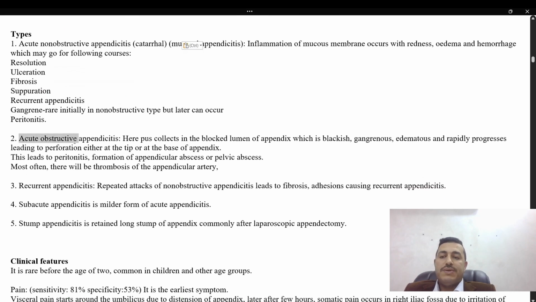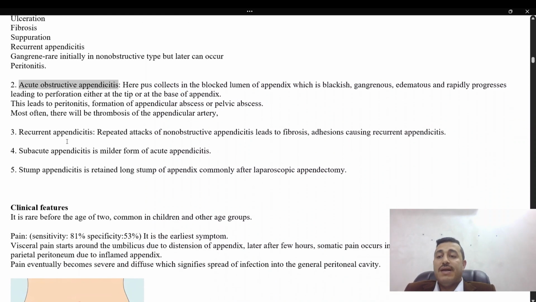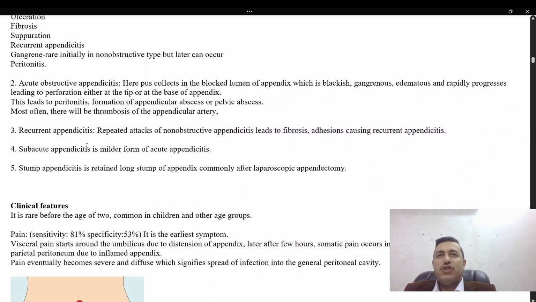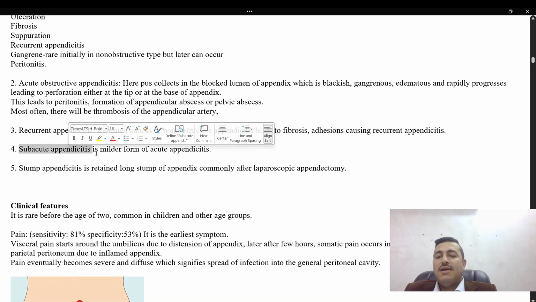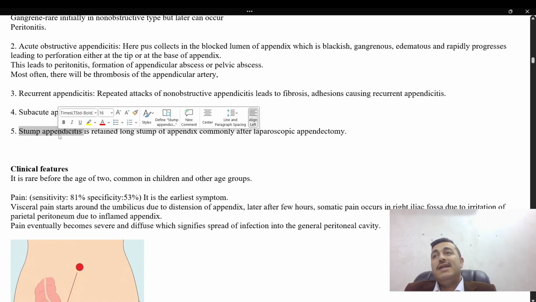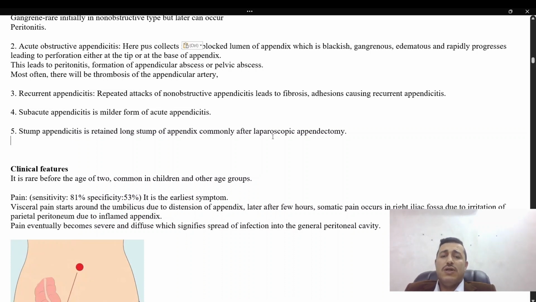And we have the acute obstructive appendicitis, as we already explained, and we have the recurrent appendicitis. This is when we have a partial obstruction or non-obstructing appendicitis, we will have recurrent symptoms of appendicitis. Subacute appendicitis is like the recurrent appendicitis with milder symptoms. And stump appendicitis, this is when we leave a long tip of the remnant part of the appendix after appendectomy. This is actually common after laparoscopic appendectomy.